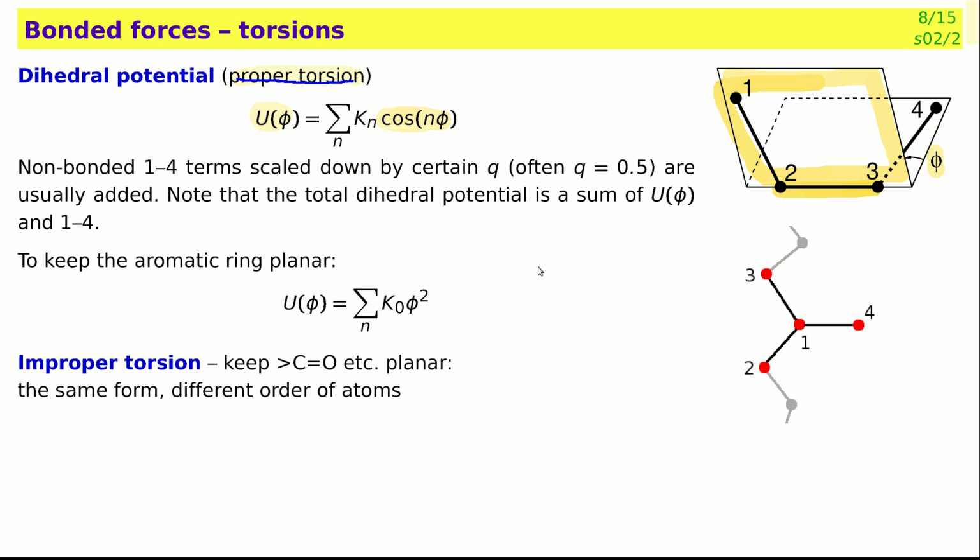Usually this is combined, as I've already said, with non-bonded forces between 1 and 4, and it must be adjusted, fitted to the properties of molecules together. Also, sometimes it's useful to keep some terms planar. Let us say, if this is carbonyl, for example, we use a term like this, or perhaps like this, the same type of formula to keep this in one plane, aromatic rings and so on.